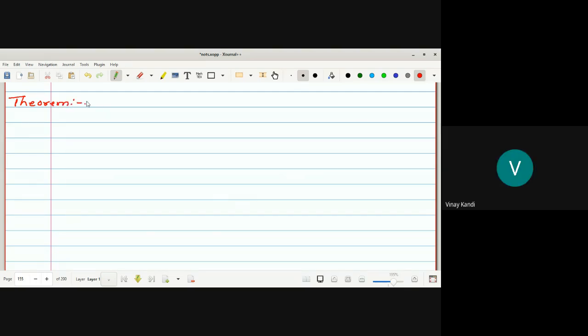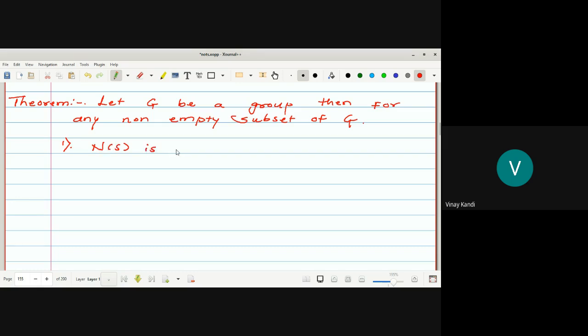Let capital G be a group. Then for any non-empty subset S of G, first statement: N of S, the normalizer of S, is a subgroup of G.